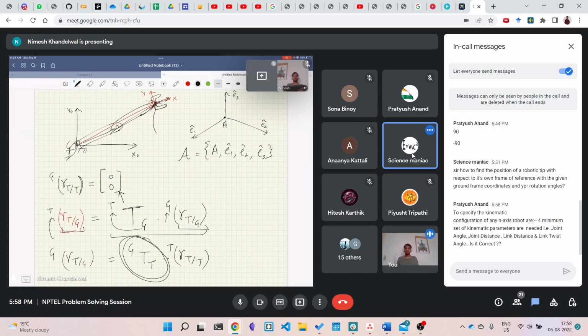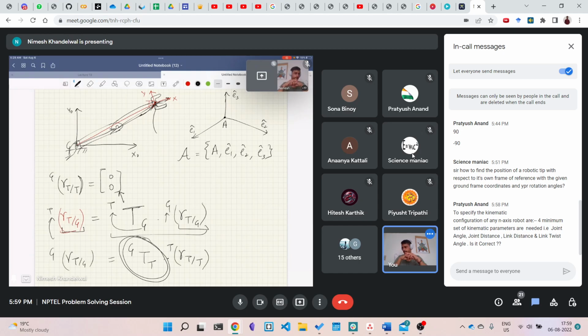So these are the four. This is not the minimum number that we need, the minimum set of kinematic parameters, because what we want to represent is the pose, or the position and orientation, of each and every body in space.